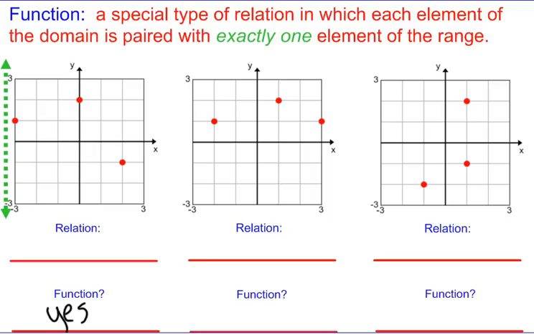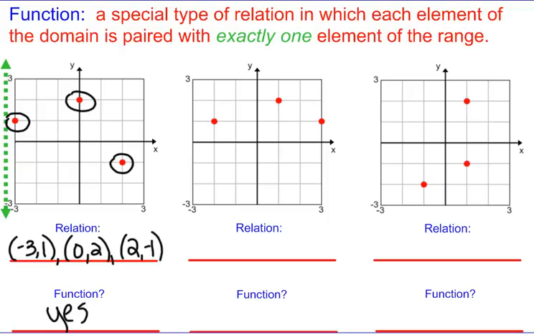So I'm going to list my first ordered pair, which is negative 3, 1. Then I have 0, 2. And then lastly, I have 2, negative 1. And we'll write those as a set of ordered pairs. So I'm going to use that set notation there. So that's what we'll do for each one of these. Now I want you to pause the video, please. Try the next two. List the relation, see if it's a function, then we'll talk about them.